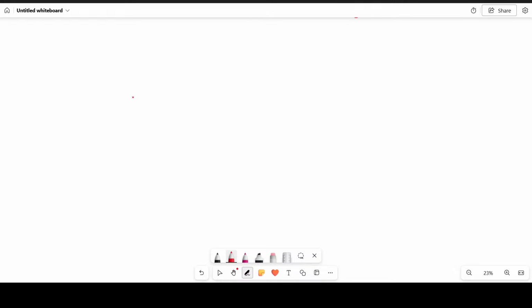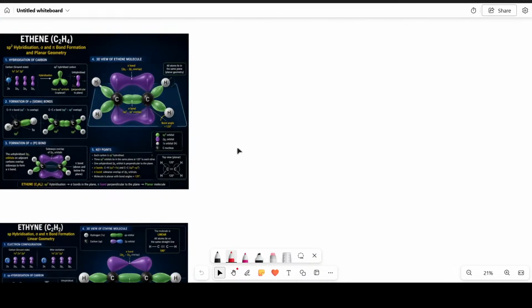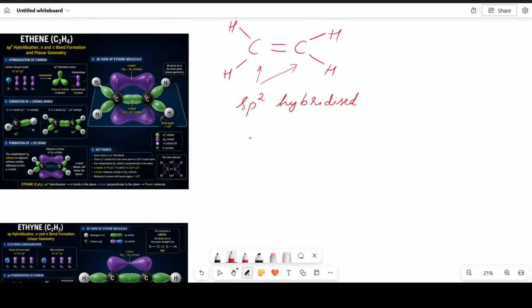Unsaturated hydrocarbon. For example, let us look at ethene. The structure is C double bond C with two hydrogen atoms attached to each carbon atom. Now, each carbon atom is sp2 hybridized. Both the carbon atoms are sp2 hybridized.